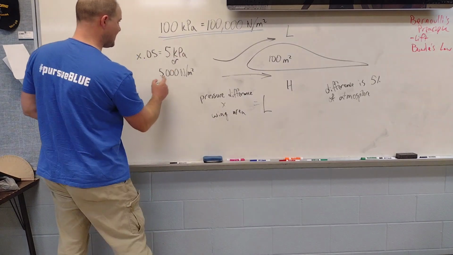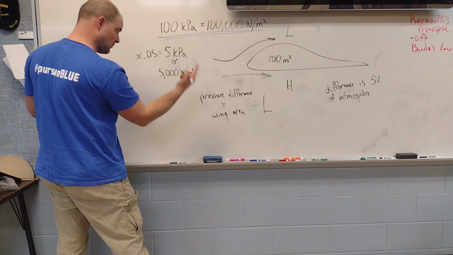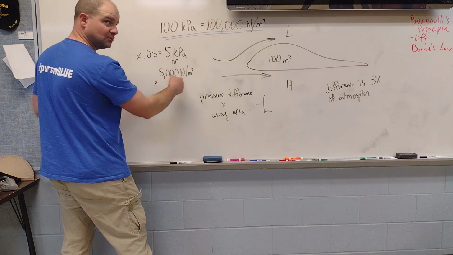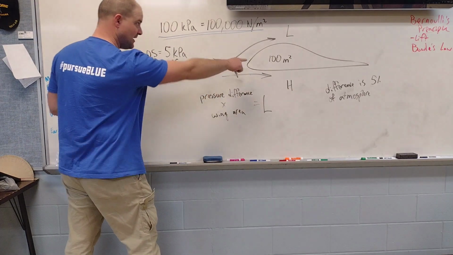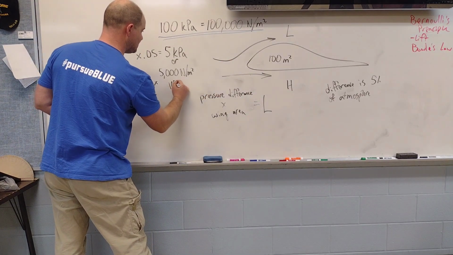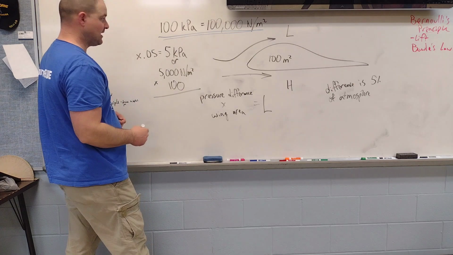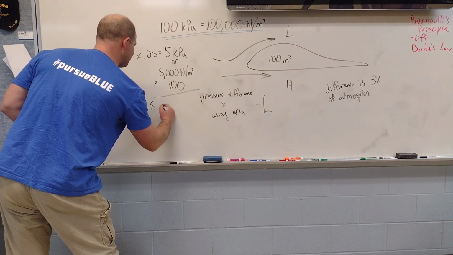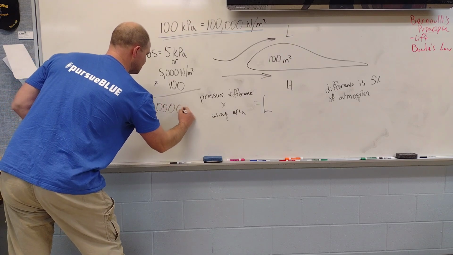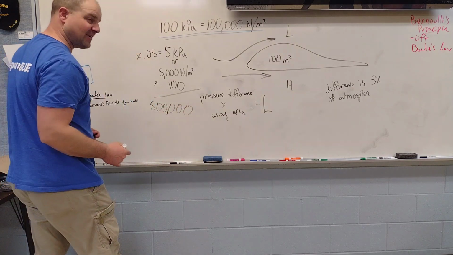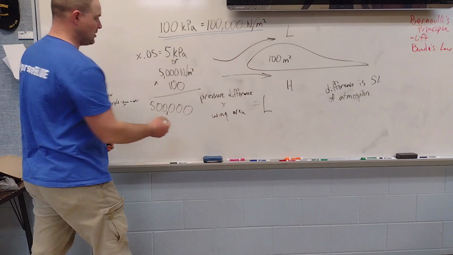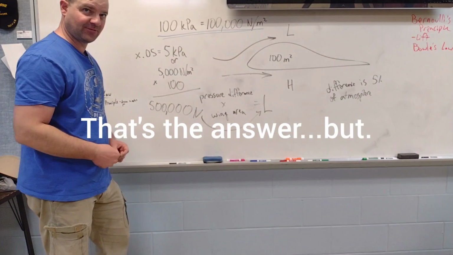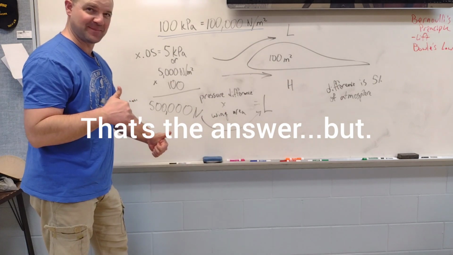So we can take our 5 kilopascals, or 5,000 newtons per square meter, times 100 square meters, and we're going to end up with just adding a couple zeros, right? So it'll be 5 and 1, 2, 3 plus 2 more zeros. We've got 500,000 newtons of lift, if that makes sense.